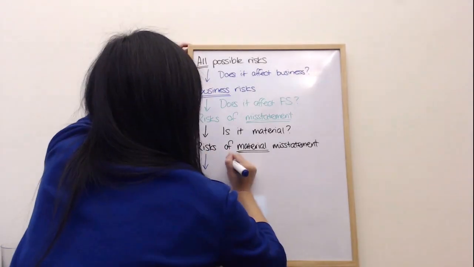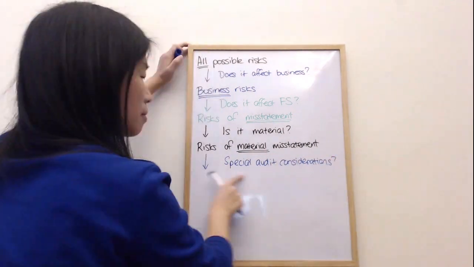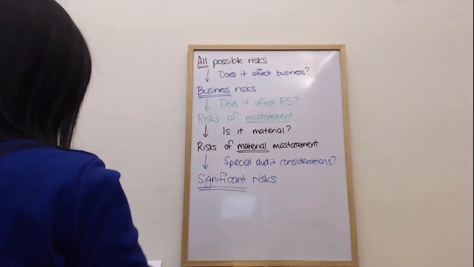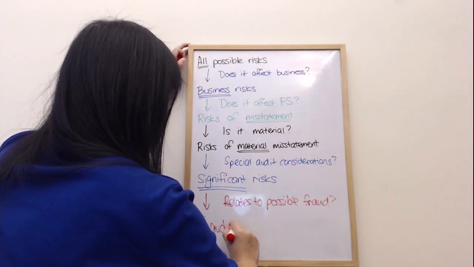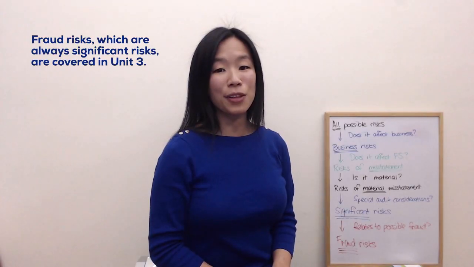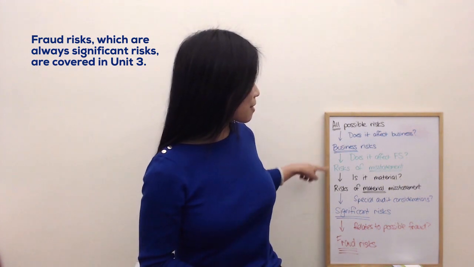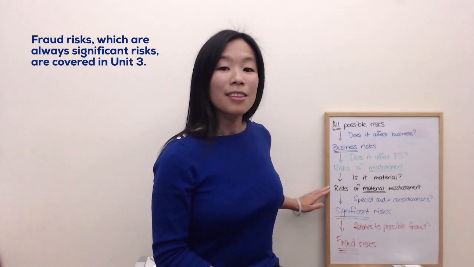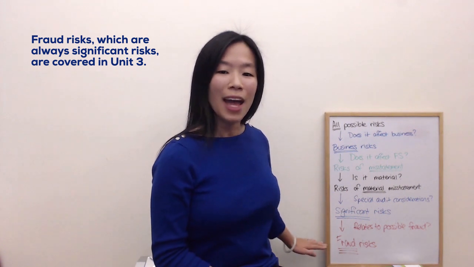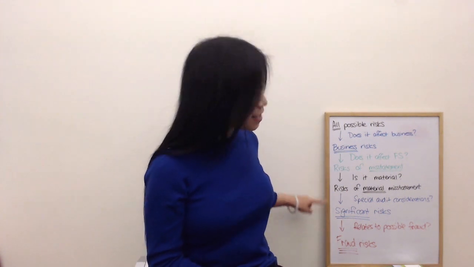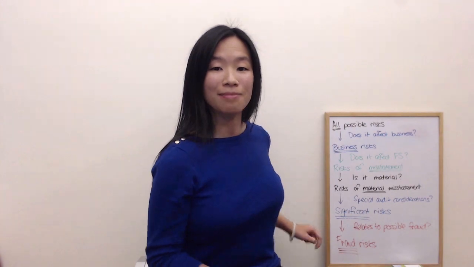Are there special audit considerations? If yes, that's a significant risk. And is it related to the possibility of fraud? If yes, that's a fraud risk. My care factor for the stuff that never makes it past here, pretty low. The stuff that does make it through down here, that's what I'm going to focus on. And the further down it is, the more I'm going to care about it.